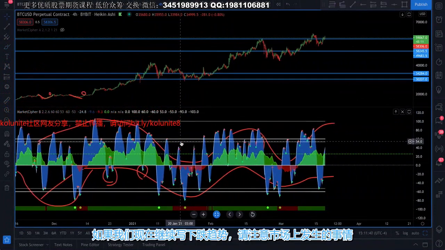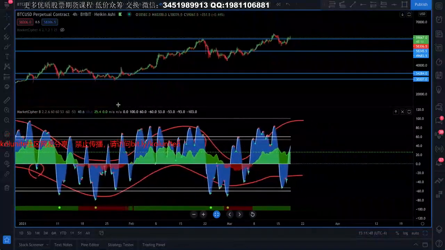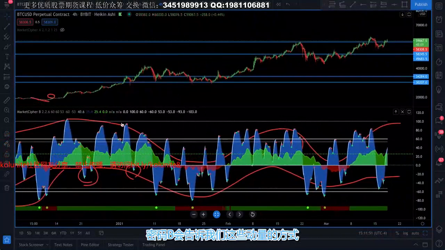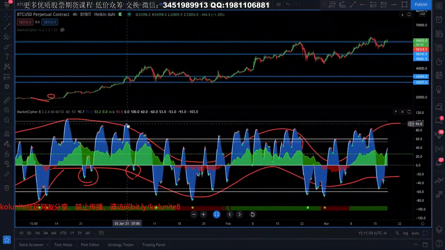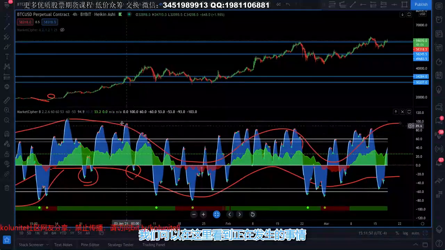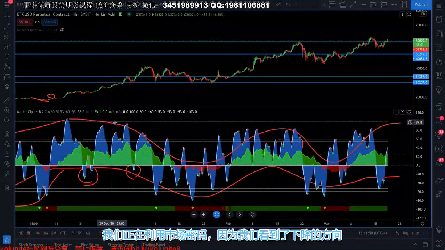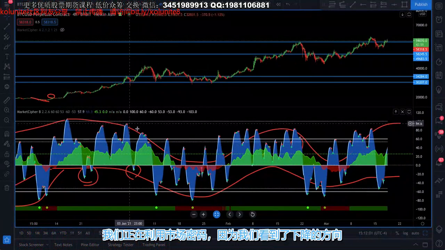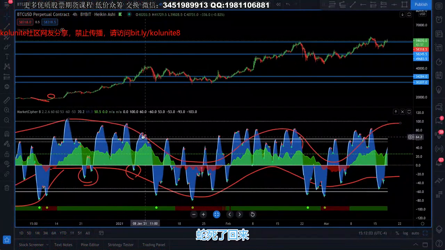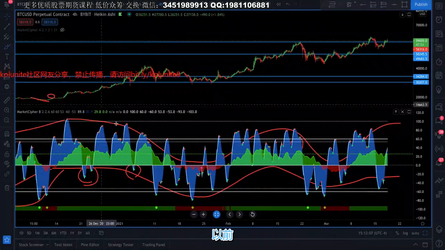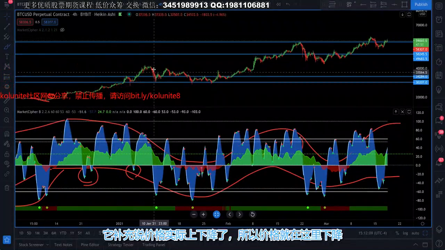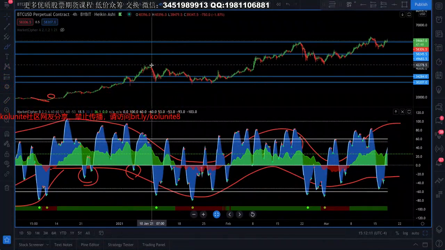Now, notice what happens here in the market, guys. Market Cipher B will tell us with these momentum waves what is going to happen in the market before it actually happens. We can see right here, we're drawing on Market Cipher B. We're seeing the direction come down. We're seeing the sea serpent dive back down under the water, and we're seeing it happen before the price actually drops. So price drops right here.